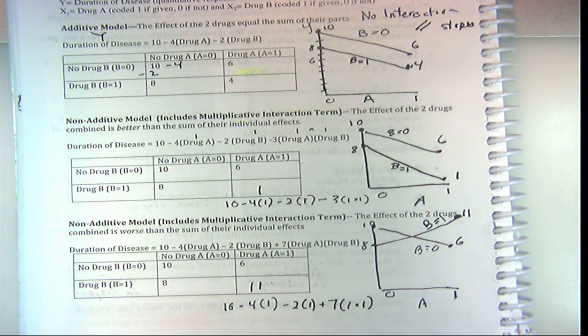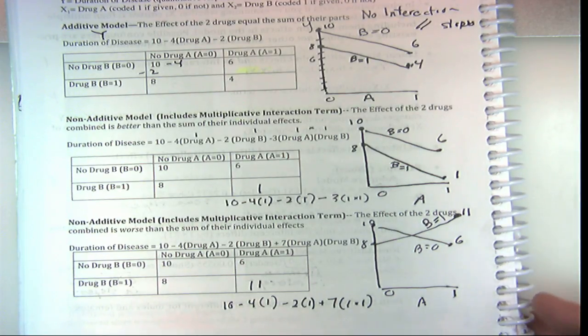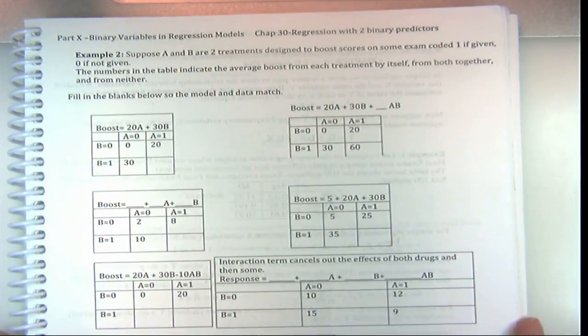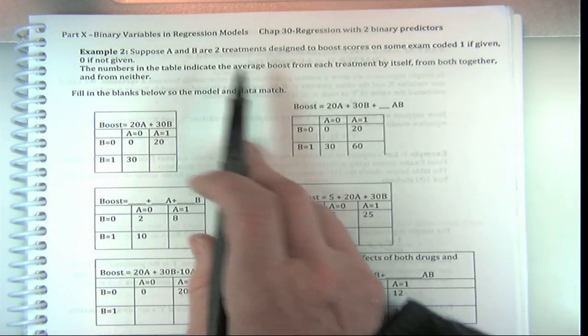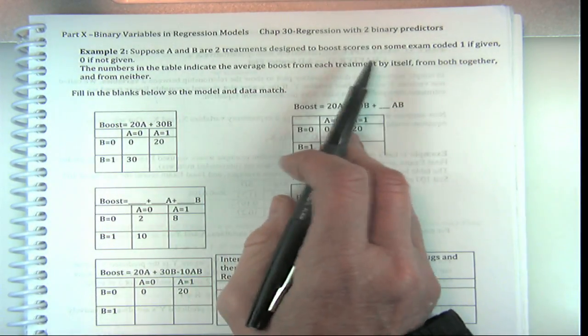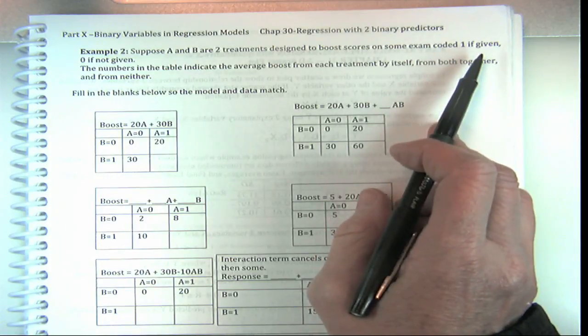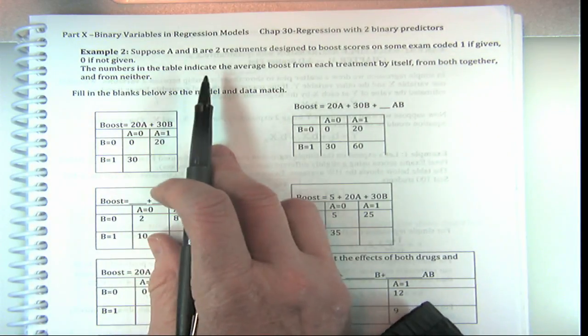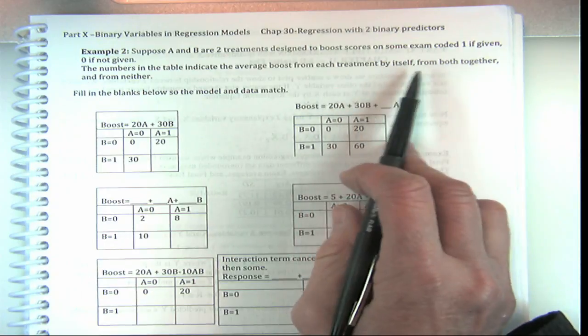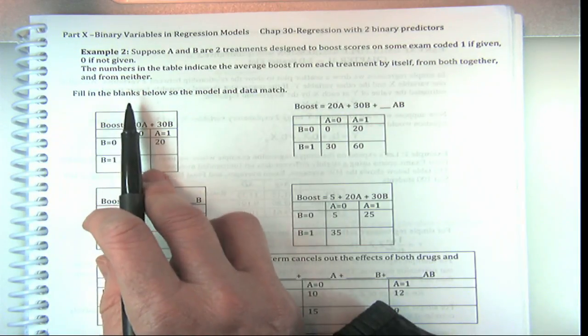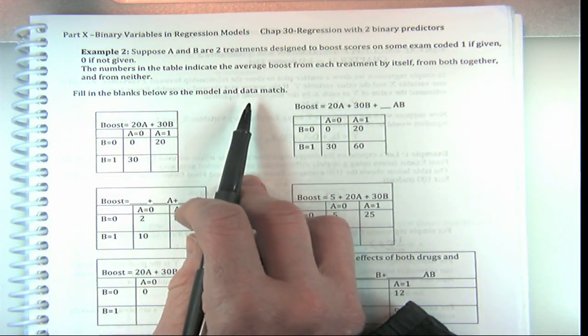So now on the next page, what we're going to do is match this really simple model with the data. And let me show you, if you're finished copying this down, let's go here. And let's look at this example. Suppose A and B are two treatments that are designed to boost scores on some exam. Coded 1 if given, 0 if not. The numbers in the table indicate the average boost from each treatment by itself, from both together, and from neither. Fill in the blanks below so the model and data match.